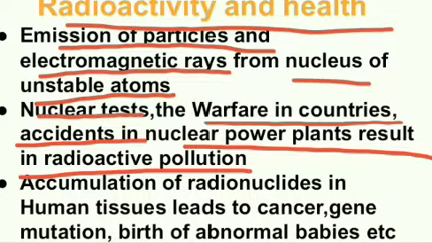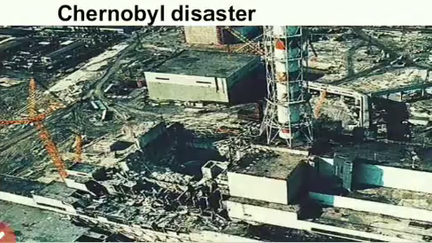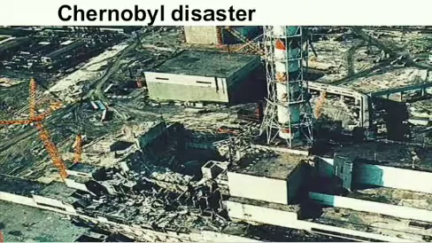Just a few seconds ago we talked about accidents in nuclear power plants, and one well-known example is the Chernobyl accident in a nuclear power plant in Ukraine on 26th April 1986. So here is the picture of the Chernobyl disaster. The accident happened in the Chernobyl power plant in Ukraine on 26th April 1986.